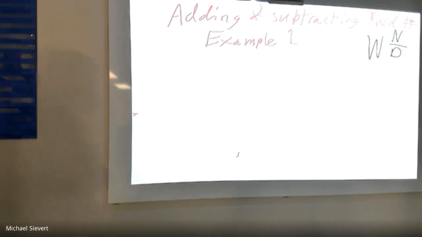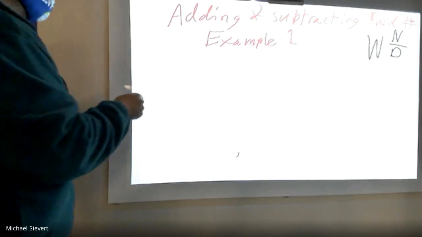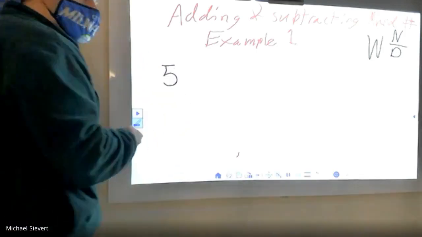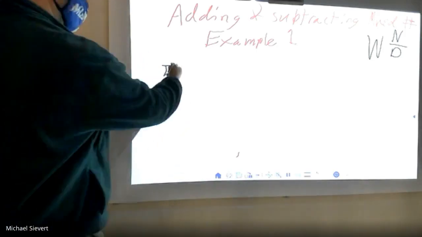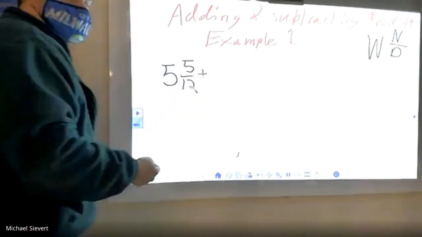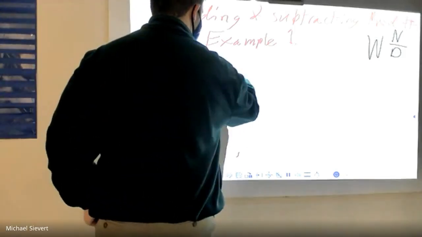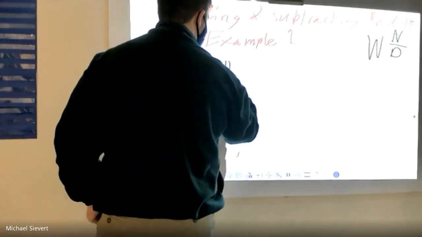So let's go off one of your examples from your do now. Let's start with the first one. You got a 5 and 5/12 plus 4 and 11/12.